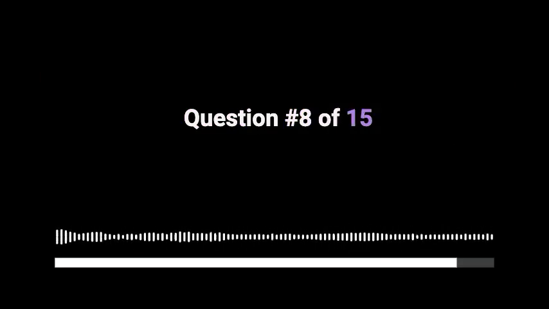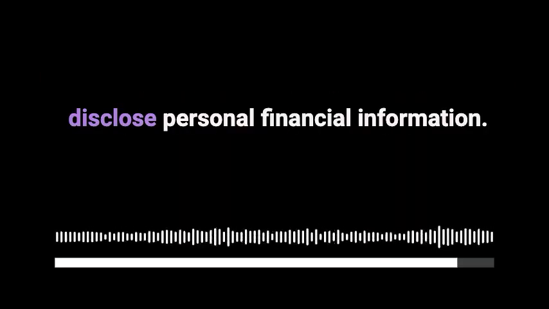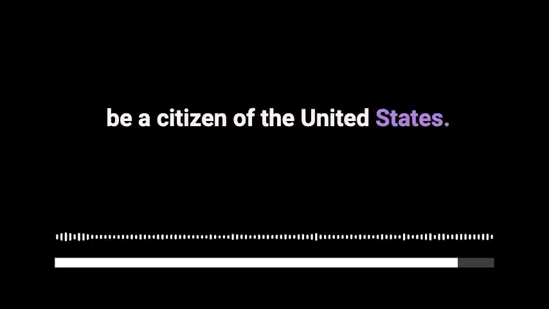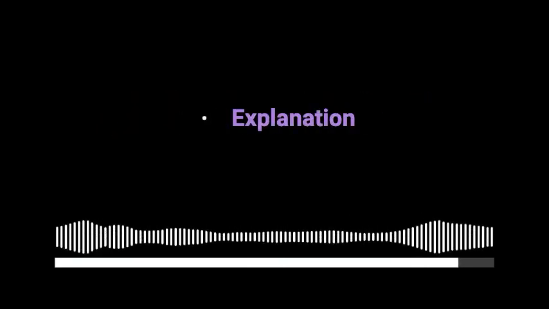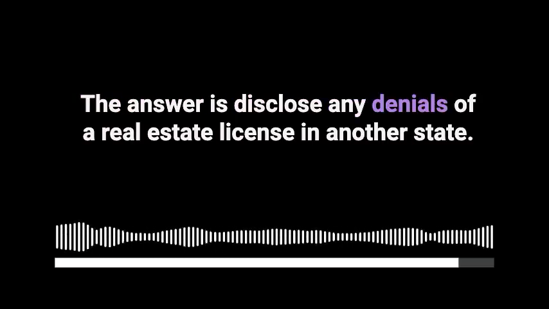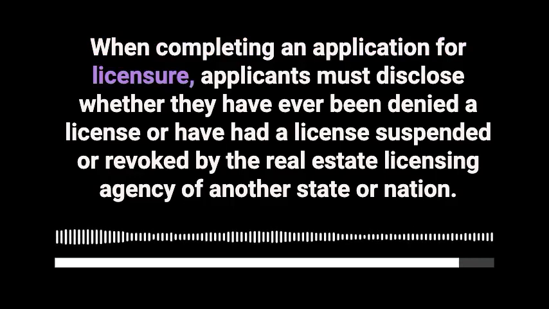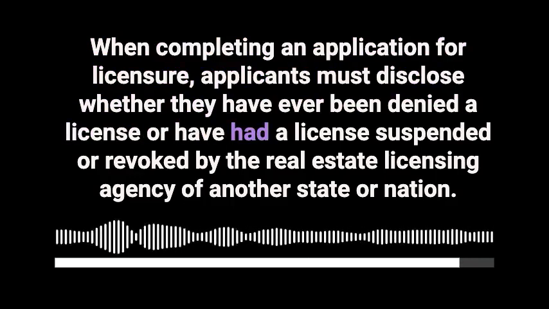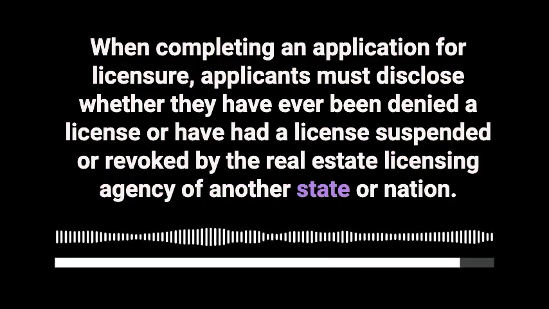Question number 8 of 15. A person applying for a real estate broker license must A. Disclose personal financial information. B. Be a citizen of the United States. C. Disclose any denials of a real estate license in another state. D. Be a Florida resident. Explanation. The answer is disclose any denials of a real estate license in another state. When completing an application for licensure, applicants must disclose whether they have ever been denied a license, or have had a license suspended or revoked by the real estate licensing agency of another state or nation.